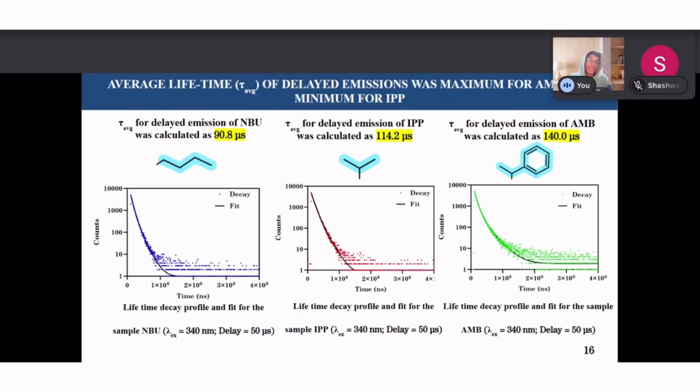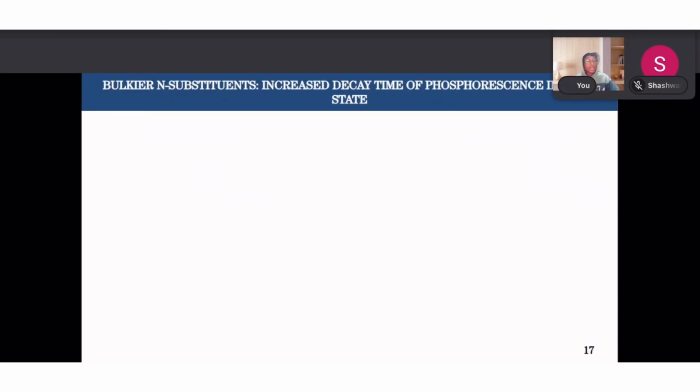Especially if you look here, as the bulkiness of the N substitution was increased from N-butyl to alpha-methyl benzyl group, the decay tau average, which is the time it takes to decay the particular phosphorescence state, also increased. So we observe a much longer phosphorescence as the bulkiness of the N substitution is increased.